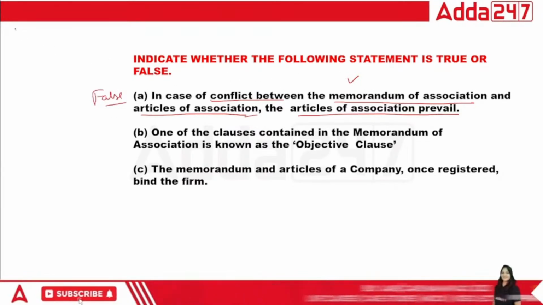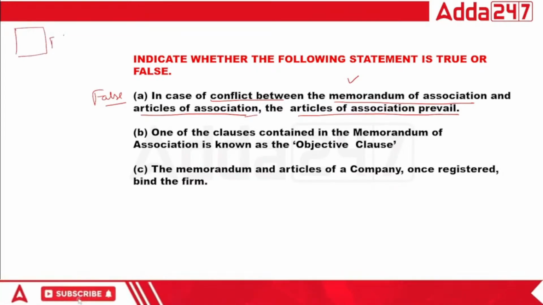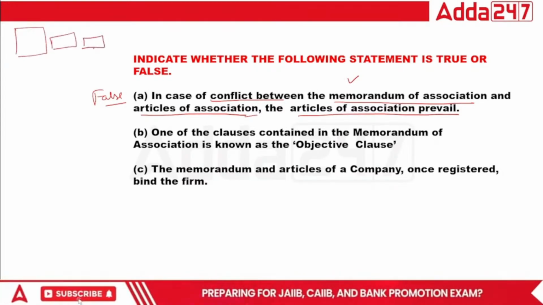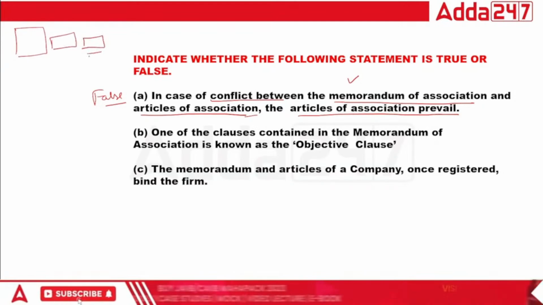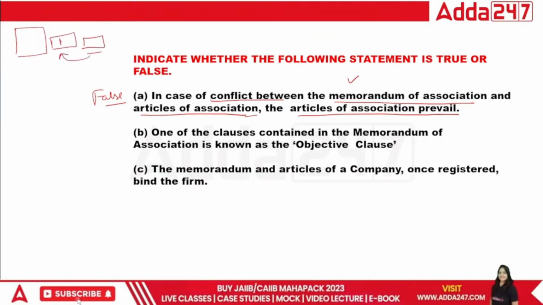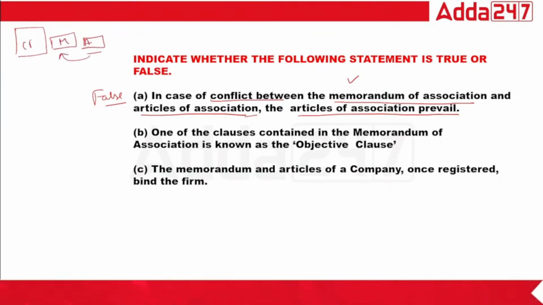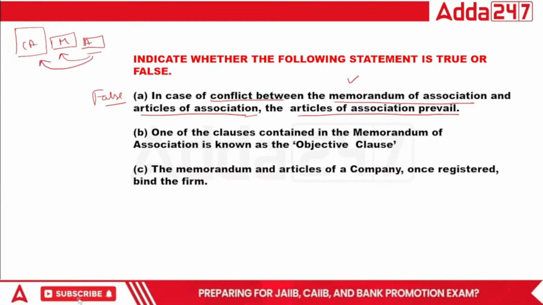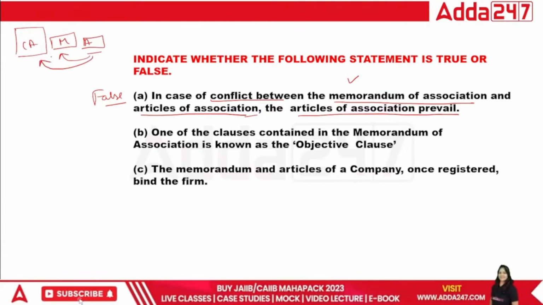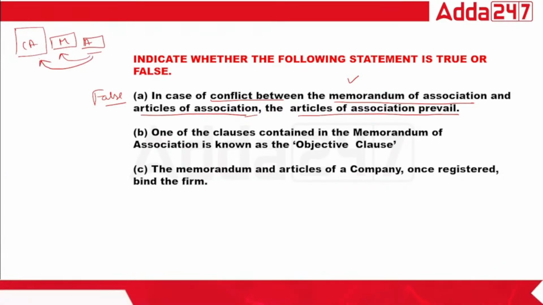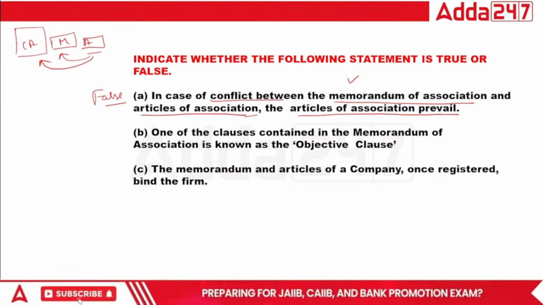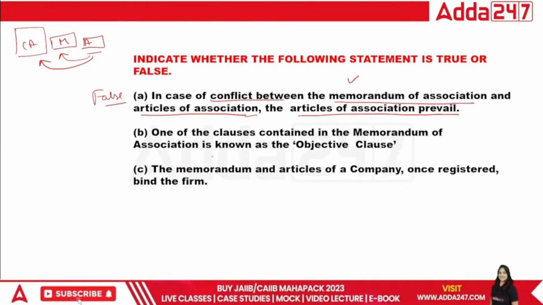See, this is your Company Act, this is MOA, and this is AOA. So AOA is always subsidiary to the MOA, right, and the Company Act, always. Okay, and the memorandum is subsidiary only to the Company Act. So this is important from the examination point of view. That's it. Okay, next. One of the clauses contained in Memorandum of Association is known as the object clause.